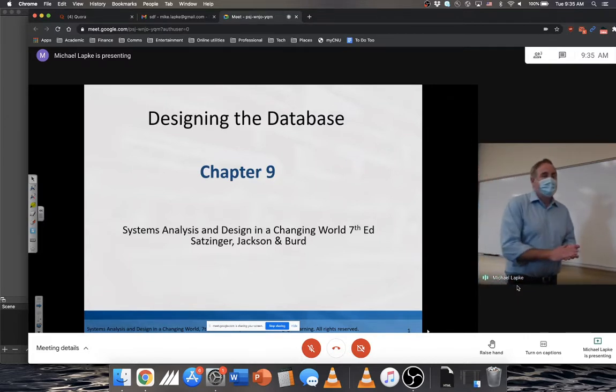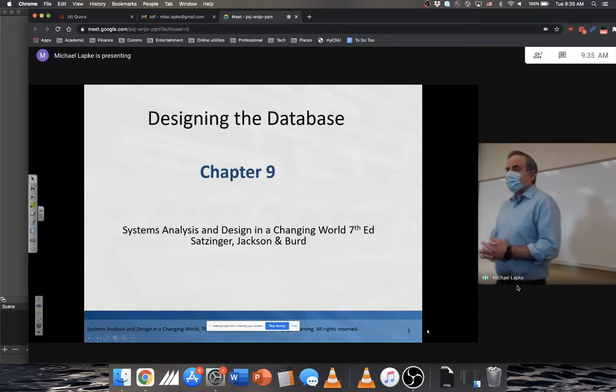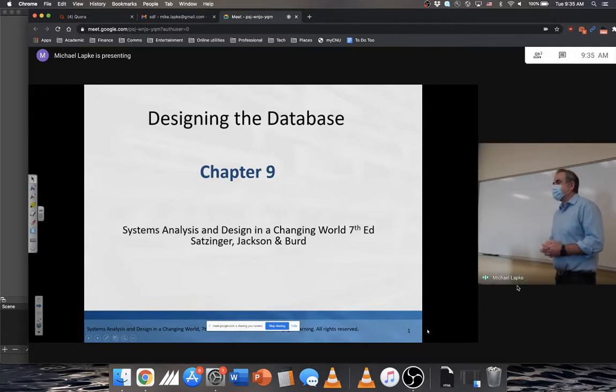Okay, so we're going in to the next chapter, which is chapter 9, designing the database. A lot of this is going to look a little bit familiar to you from the 350 class, from the analysis portion, because I focused less on the class stuff and more on the entity relationship stuff. With that said, we're going into more detail. This isn't just a rehash of what we did during 350.